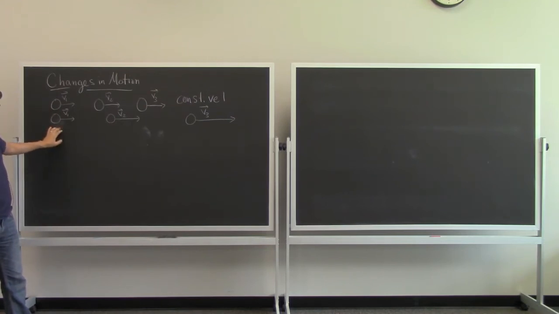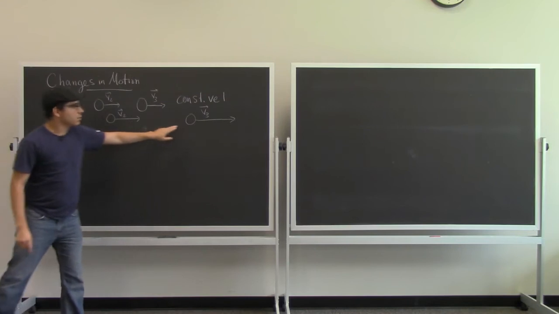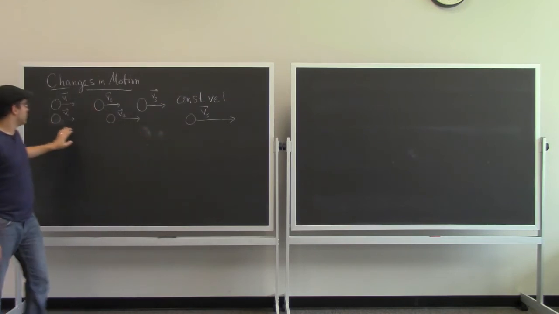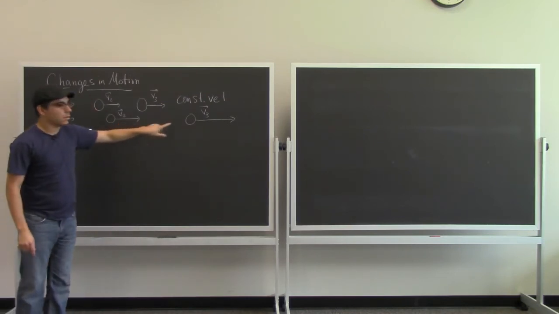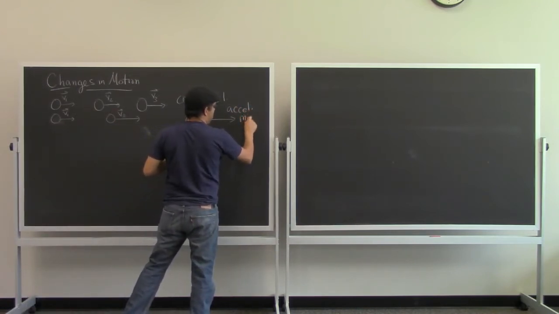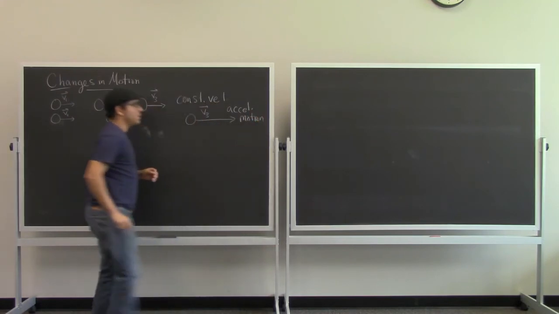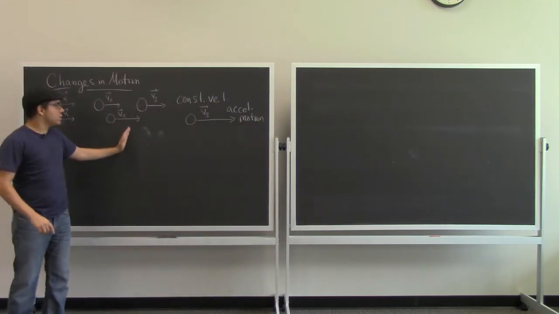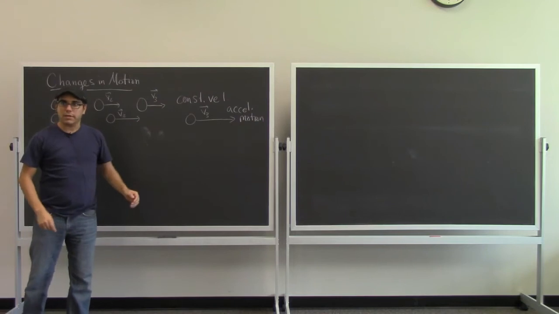The object below, the spacing between the object gets larger as we move to the third instance, and the velocity vector is getting larger. This is what we'll call accelerated motion, meaning that it changes its position at a non-constant rate.